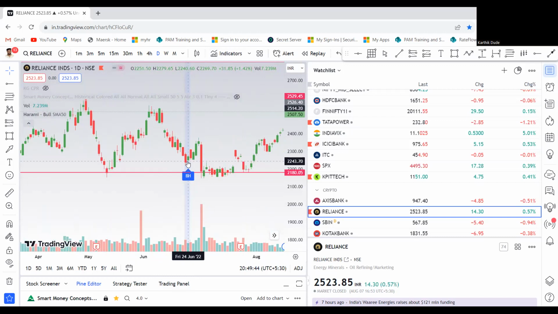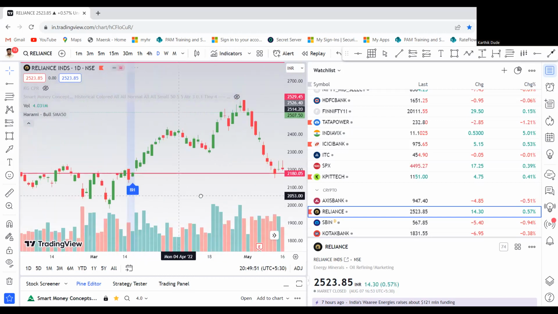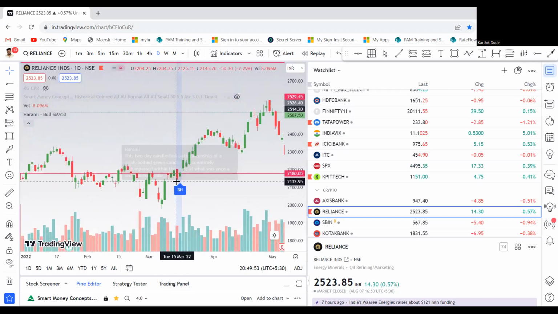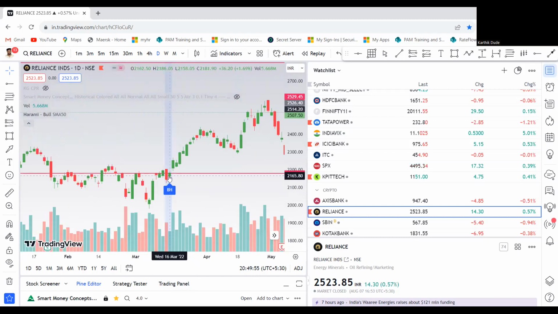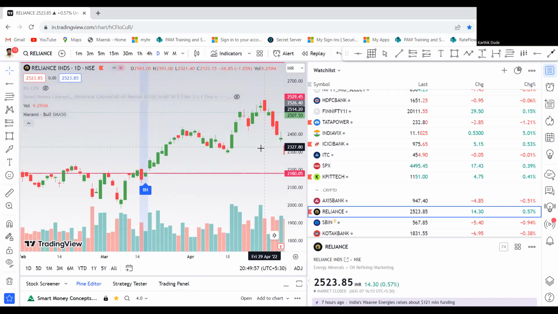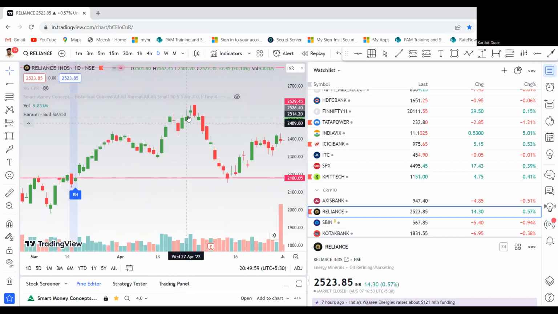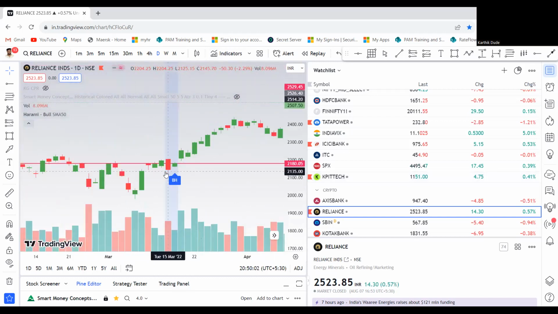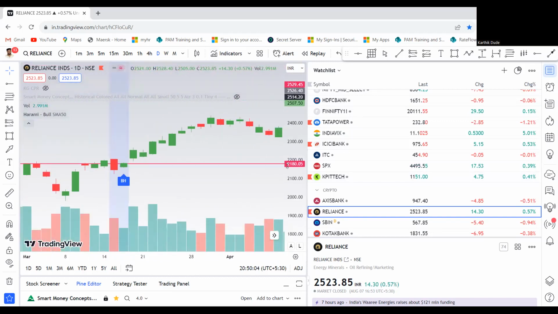Actually, this candle is formed neither at support nor at resistance, so it's of no use. But when you go to this candle, it's formed exactly at the resistance level and the harami pattern is formed. See what happened next. A sharp reversal. As you can see, a red candle followed by a green candle.